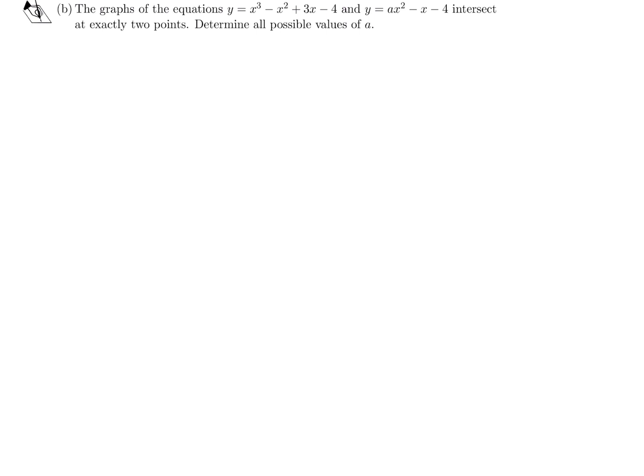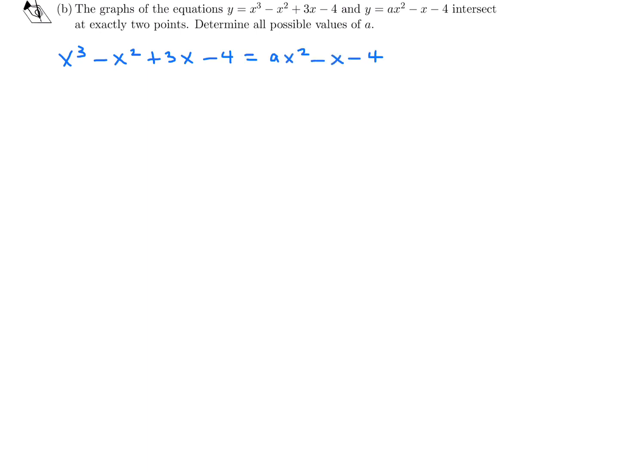The graphs of the equations y is equal to x cubed minus x squared plus 3x minus 4 and y is equal to ax squared minus x minus 4 intersect at exactly 2 points. Determine all possible values of a. So they intersect, so set them equal to each other. As always, ax squared minus x minus 4.